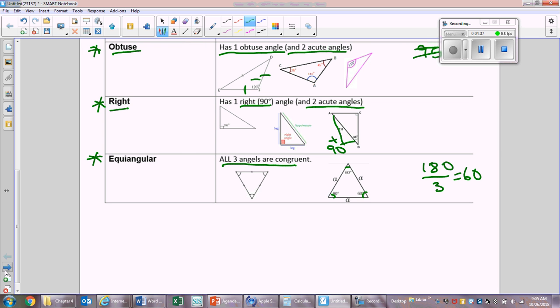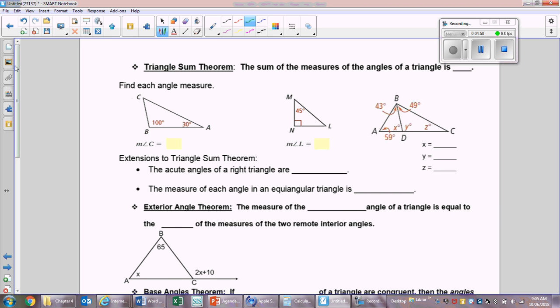This is maybe from your 8th grade or 7th grade math, but everybody should know classifying triangles by their angles and by their sides. All right, this is the main part we're talking about today, the triangle sum theorem. Any triangle can be acute, obtuse, or right, but the sum of the measures of the angles of a triangle is always 180 degrees. Always.